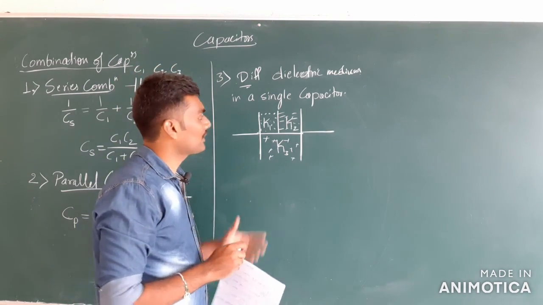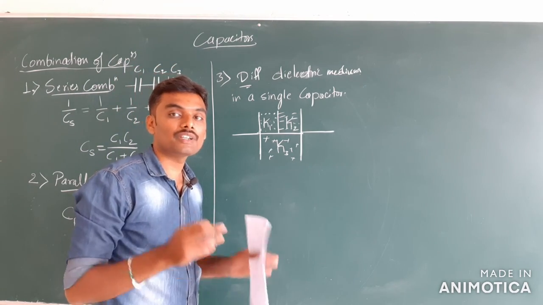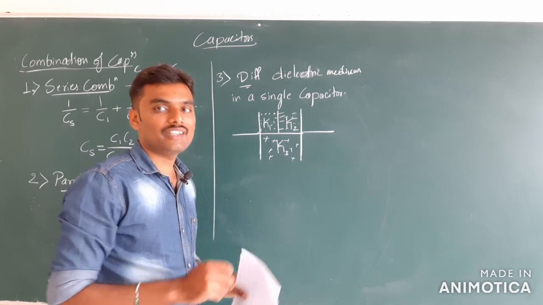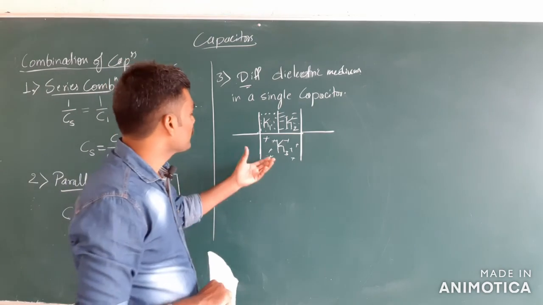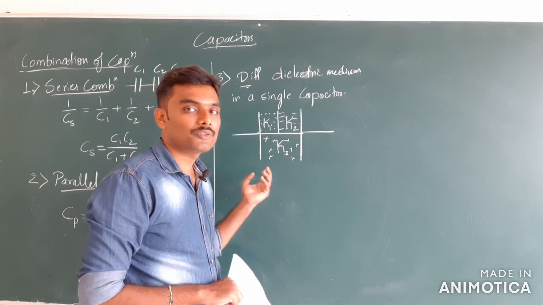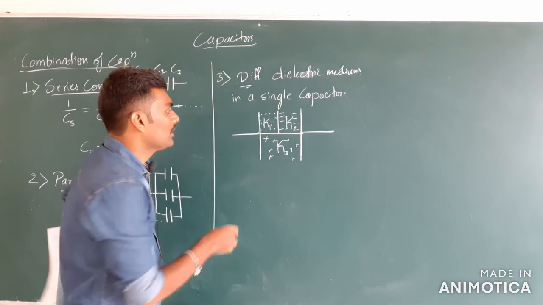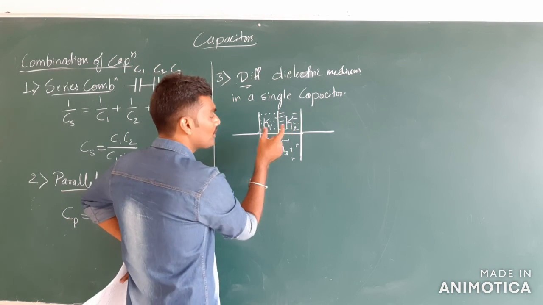How to solve this kind of capacitor? How to get the effective capacitance of this capacitor? Very easy. We are going to simplify the circuit, or split the circuit, or reduce the circuit as follows. Here I am going to take it directly.